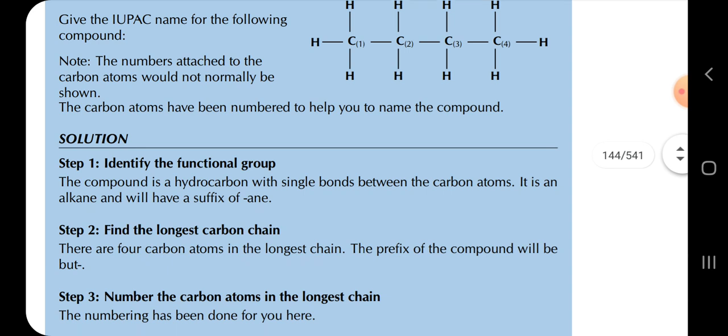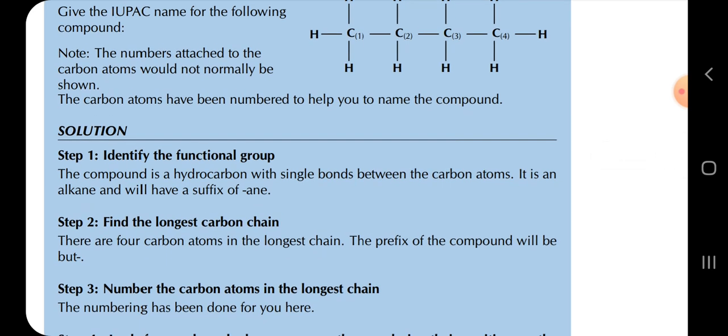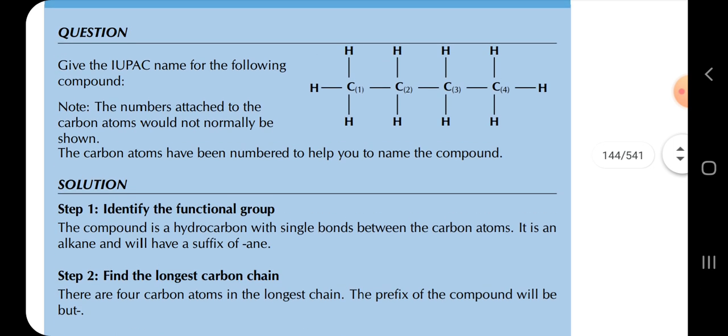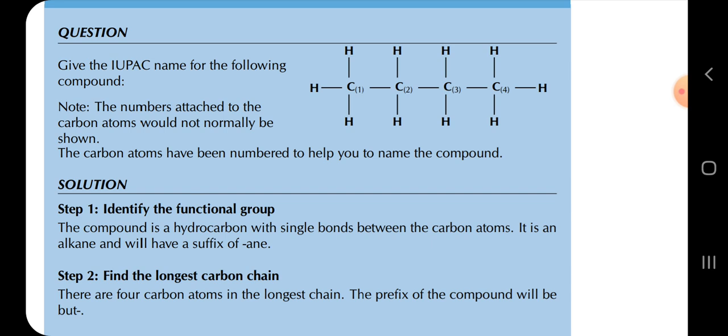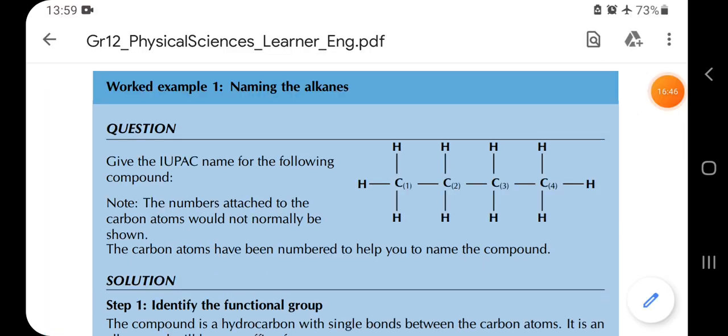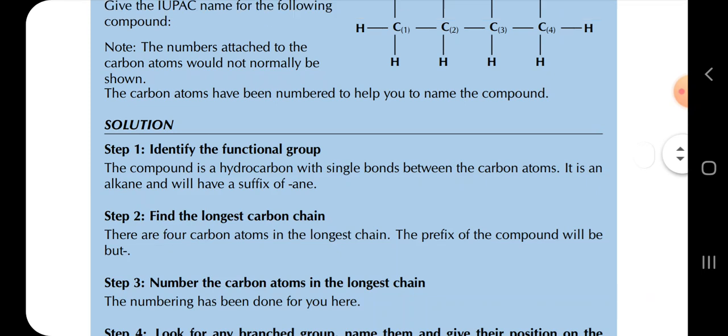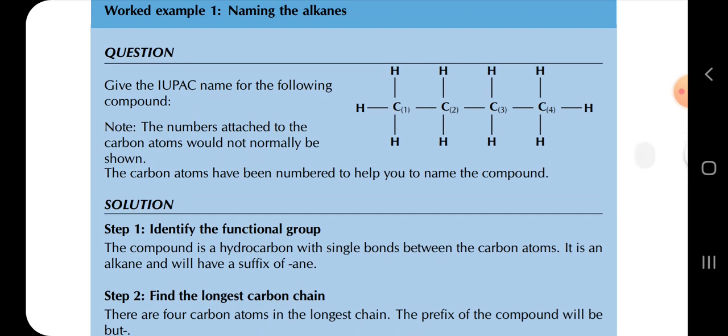And then step 2, find the longest carbon chain. So here we have the longest carbon chain. With the longest carbon chain, you will have to know the carbons that make the longest pattern, whether it's going up or down or sideways. So here we have identified it. And then number the carbon atoms in the longest chain. So they have numbered them for you.